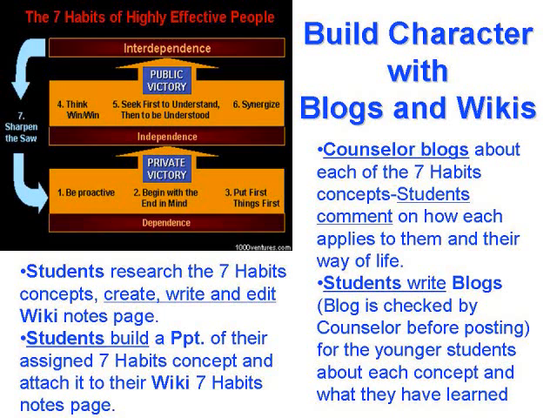and then students can use these note pages to build a PowerPoint of the assigned 7 Habits concept and attach it to the Wiki 7 Habits note page. Students can also write their own blogs. These blogs can be used for the younger students and teach about each concept and what our students have learned about them as they applied them to their life in middle school.